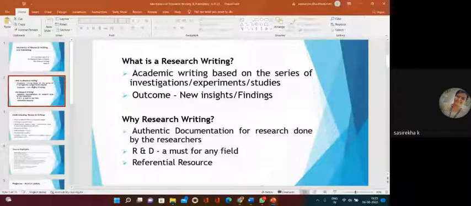And research writing has a big connection with the R&D, research and development field. So whether I work in the teaching field or in industry or in a company or in business, it doesn't matter. Research writing is very compulsory for the R&D field. And it is the richest referential resource for future researchers also. So this is why we carry out research writing, and this is why research writing is important.